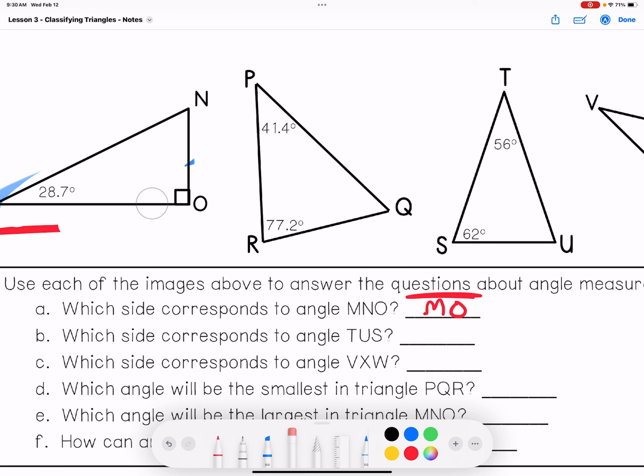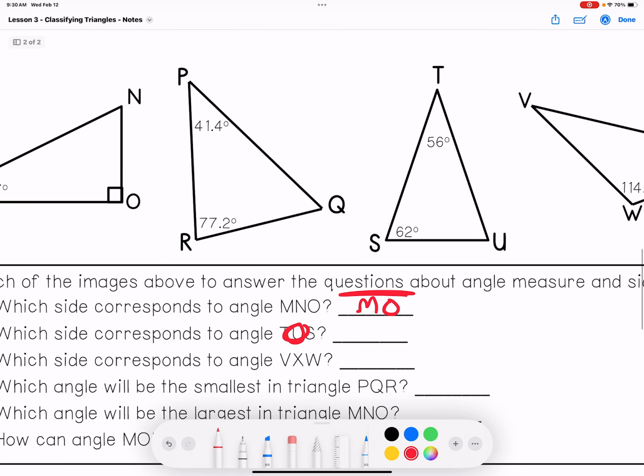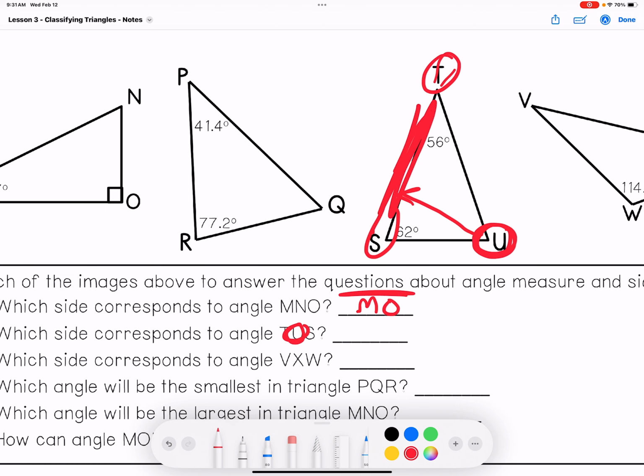Now, which side corresponds to the angle TUS? All you got to do is look at that middle one. So we're talking about U. Which line segment corresponds to that? The one right across from it, which is S and T. That line right there, which is ST. And then you just write the line over top of it.